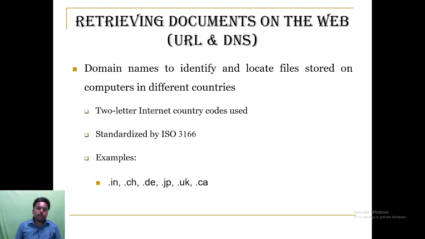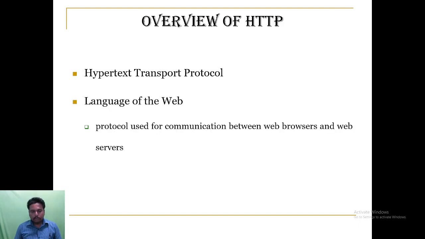Retrieving documents on the web: URL and DNS, Uniform Resource Locator and Domain Name System. Domain names identify and locate files stored on computers in different countries. Two-letter internet country codes are used, standardized by ISO 3166. Examples: India, .in; China, .cn; Germany, .de; Japan, .jp; United Kingdom, .uk; Canada, .ca.